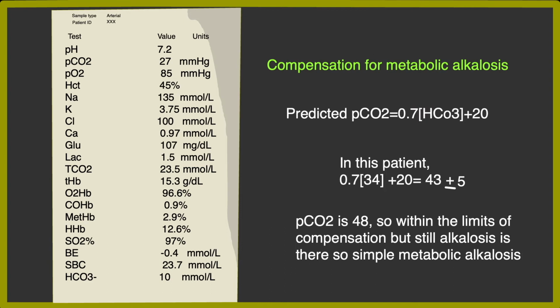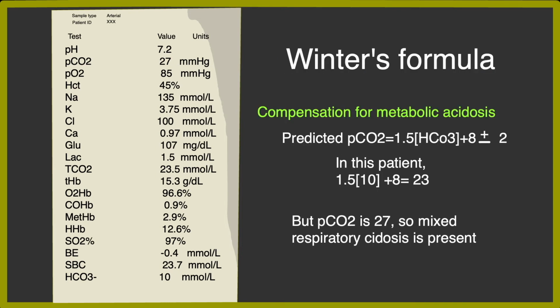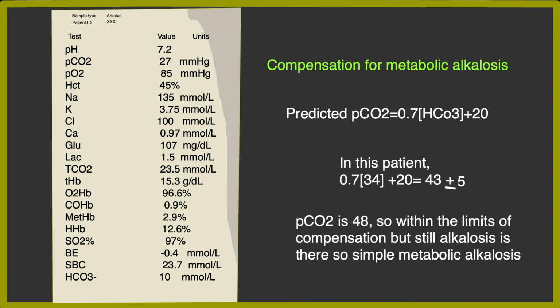The compensation for metabolic alkalosis: predicted PCO2 is equal to 0.7 times the bicarbonate plus 20. In this patient, 0.7 times 34 plus 20, which is 43, plus or minus 5. The PCO2 is 48, so within the limits of compensation, but still alkalosis is there, so there is simple metabolic alkalosis.